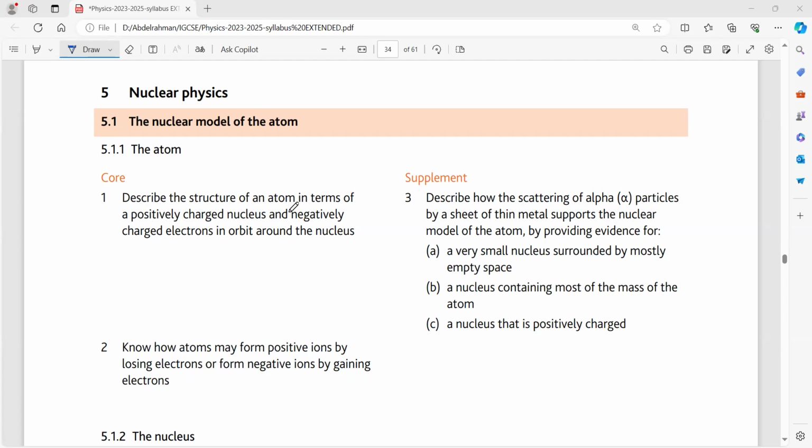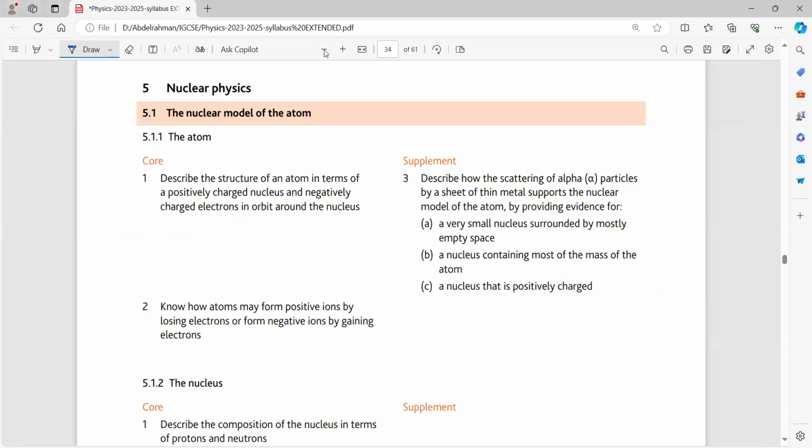Describe the structure of an atom in terms of positively charged nucleus and negatively charged electrons. We have a nucleus with some electrons around it. Know how the atoms may form positive ions by losing electrons or negative ions by gaining electrons. This is quite easy. Describe how the scattering of alpha particles by a sheet of thin metal supports the nuclear model of the atom.